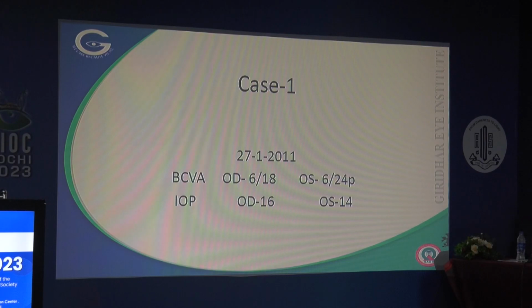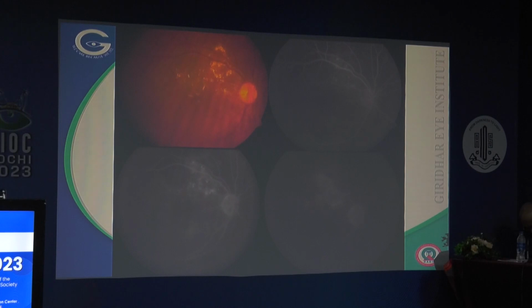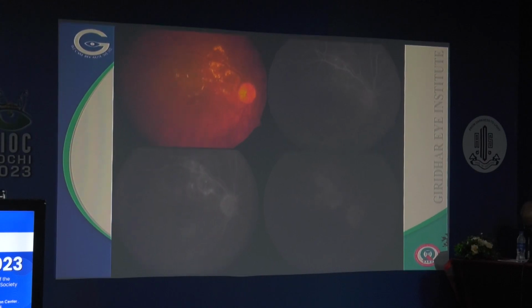So this gentleman came with a visual acuity of 6/18, 6/24, a known diabetic on treatment. This is the fundus photograph. So whenever we see diabetic retinopathy in patients with cataract and the media is reasonably good, it would be advisable to complete all investigations prior to cataract surgery, including OCT and, if necessary, fundus fluorescein angiography, because you will know whether he has got a treatable retinopathy or he has got a non-treatable retinopathy. That is a retinopathy that does not require any treatment.